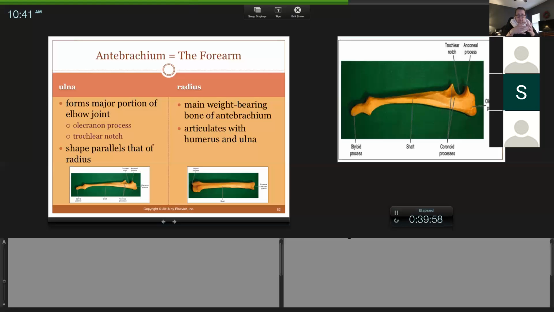The ulna is what forms the majority of the elbow joint. And that olecranon process is the part that sticks off the back. That's what you feel right here. It is not weight bearing. It is primarily for muscle attachment.